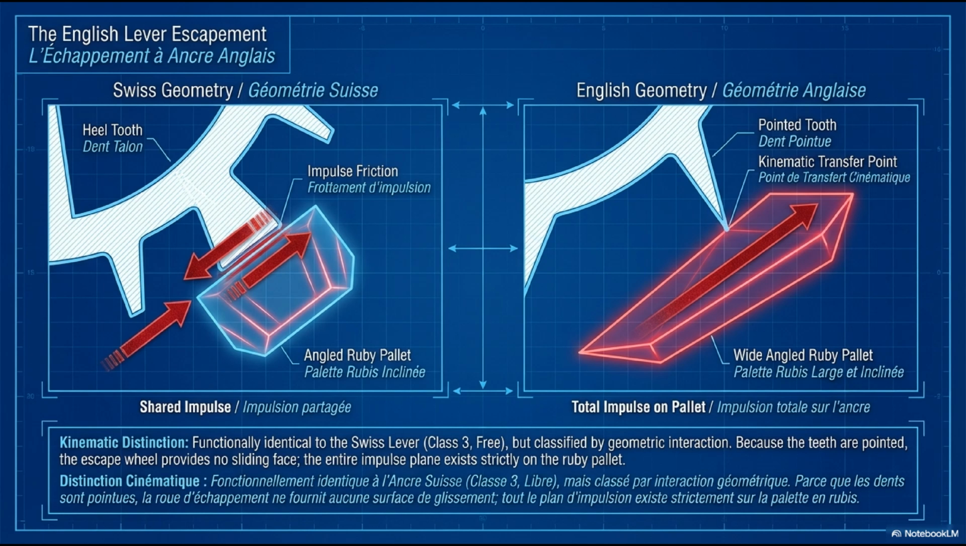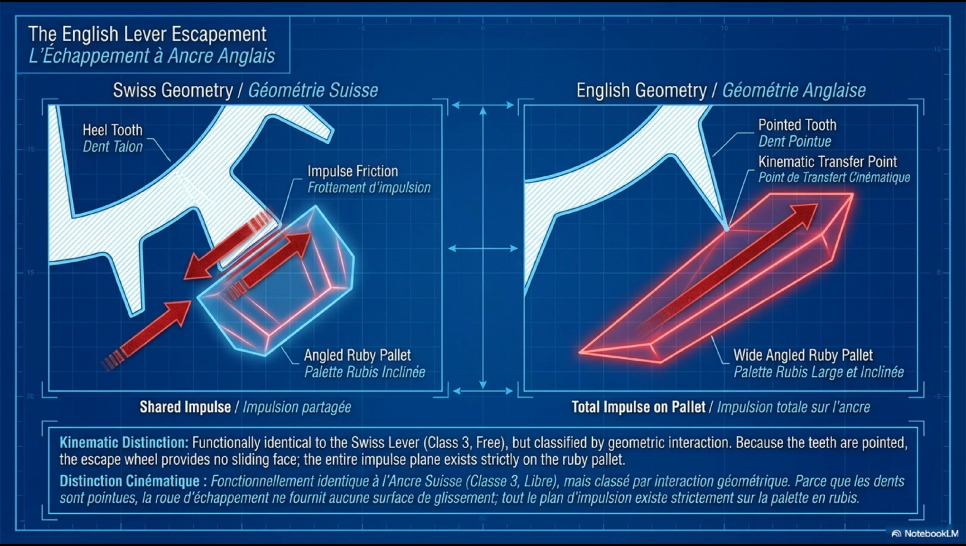The tooth is pointed, dent pointu, tapering to a near sharp tip. The tooth presents essentially no flat impulse surface at the contact region. All the sliding inclined surface responsible for impulse must be on the pallet stone. The pallet stone does all the impulse work. Total impulse on the pallet, impulsion totale sur l'ancre.